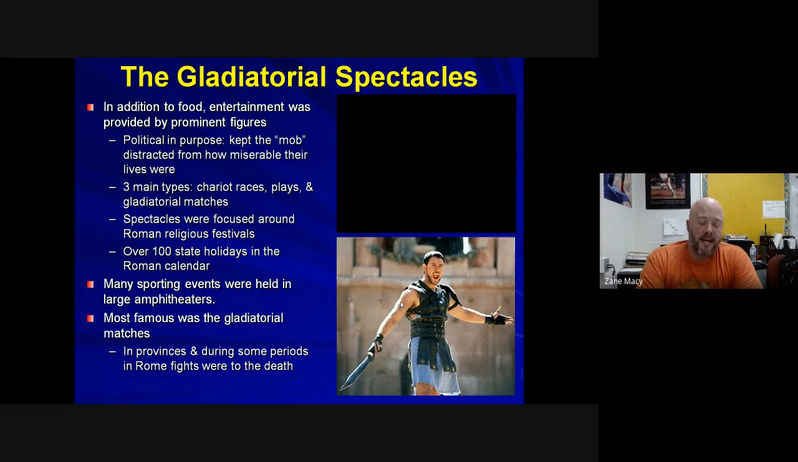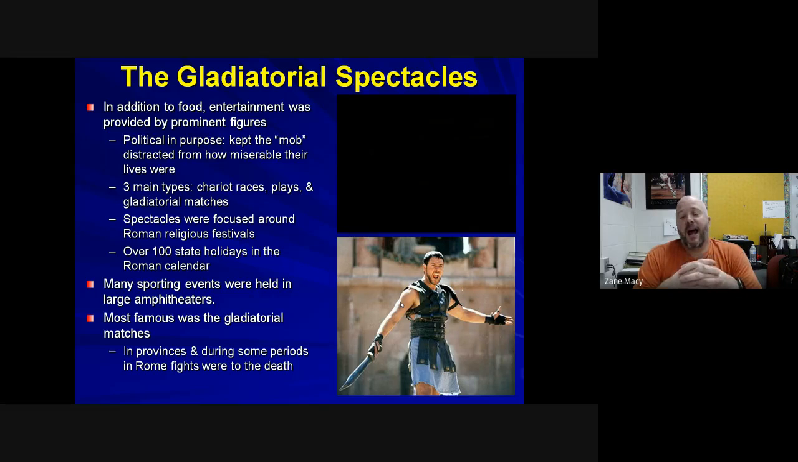It might have been gladiator games, it might have been chariot races, whatever the case is. It was a reason to party, a reason to forget their troubles, but in a lot of cases, it was a political ploy to keep the masses occupied, keep them distracted. Now, like I said, there were three main types. You had chariot races, you had plays, and you had gladiatorial matches.